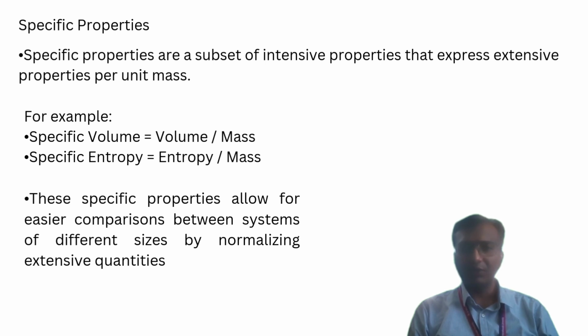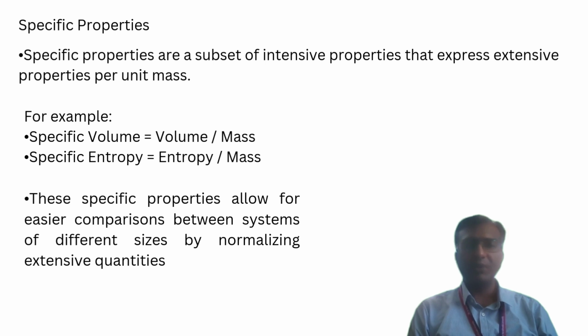Next is the specific entropy. It is also calculated by dividing the total entropy of a system by its mass. So specific entropy is equal to entropy divided by mass. This gives you a measure of the disorder or randomness per unit mass.